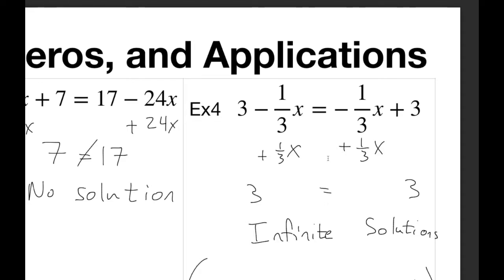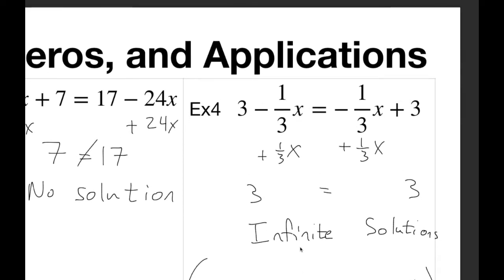Well, I've got a news flash. It doesn't matter what value of x you choose in the original. You're always going to get something that's true. So this equation is true if you chose x equals 0, or x equals 1, or x equals 10, or x equals a negative million. It doesn't matter. You plug it into the equation, you're going to get the same number on both sides.